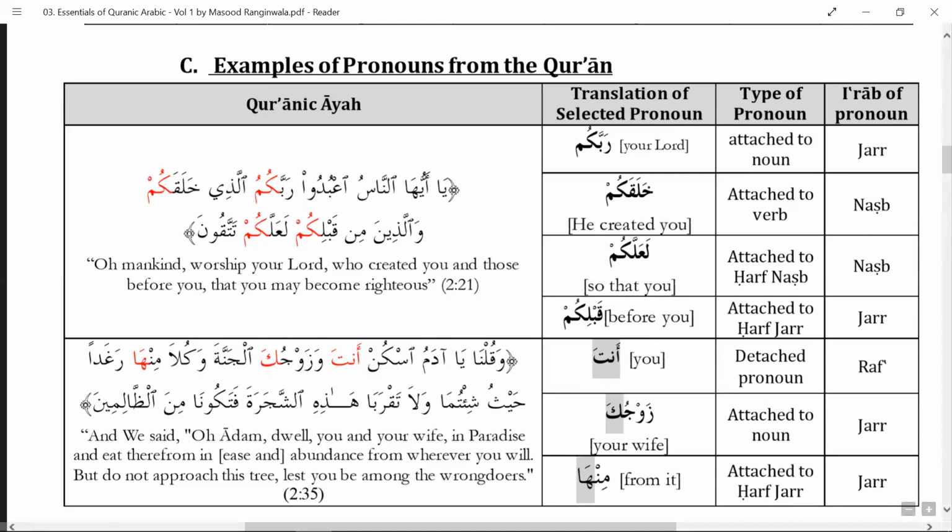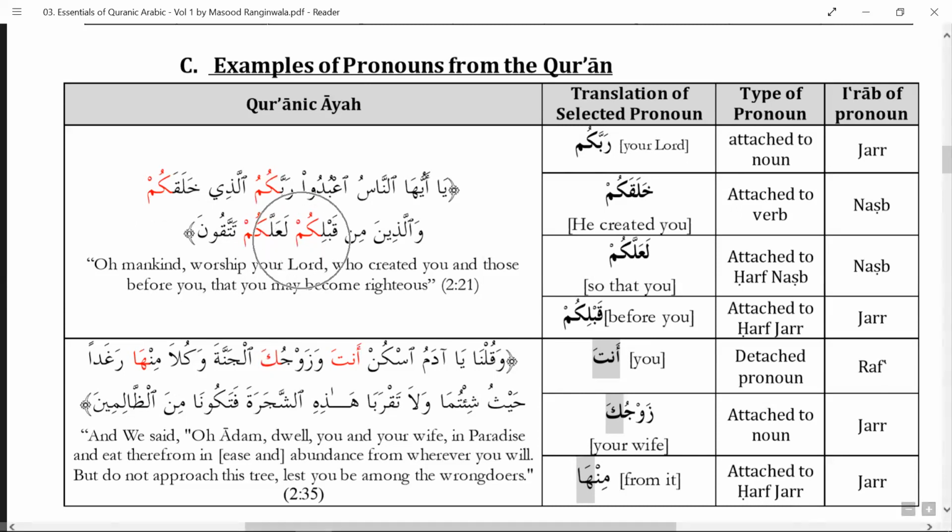Okay. Then Rabba is another word. Rabba has fatha at the end. So this is nasb. I'm just doing this as an example, but right now you just need to focus on the attached pronouns and detached pronouns. Now, khalaqakum, khalaqa is a verb, kum is attached to it. So khalaqa is he created, kum all of you. So he created all of you. That kum is becoming the direct object of the verb khalaqa. Kum is an attached pronoun. Since it is the object, the one acted upon, it is in nasb status.